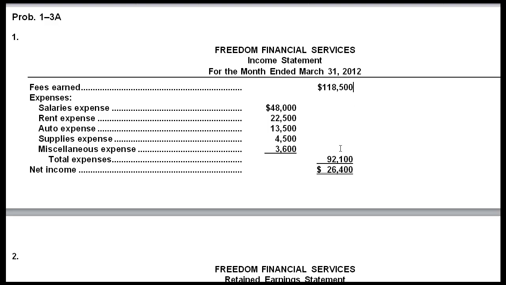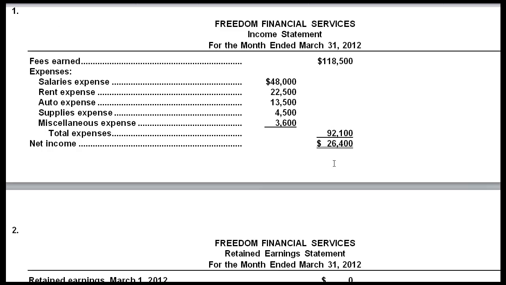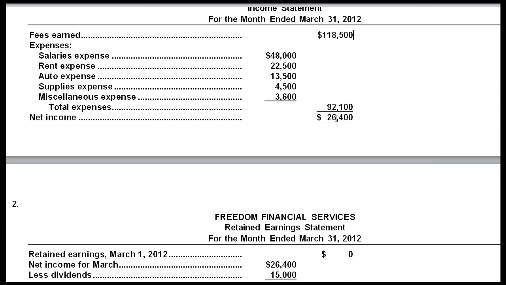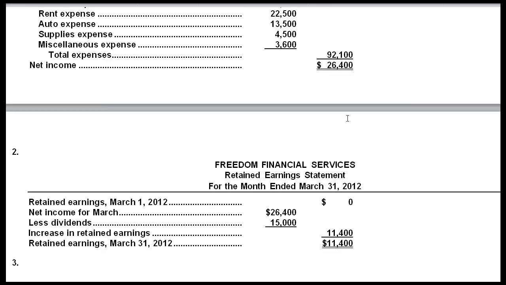So we made $118,500 in sales, but our expenses were $92,100. So that means that we have $26,400 left over as net income. So this is how profitable we were. We made this much, we spent this much, and this is the amount that we would have, the difference between the two, which is known as our profit or net income. Okay, so we're going to take this net income figure here, and we're going to come on down. We're going to plug it into the statement of retained earnings.